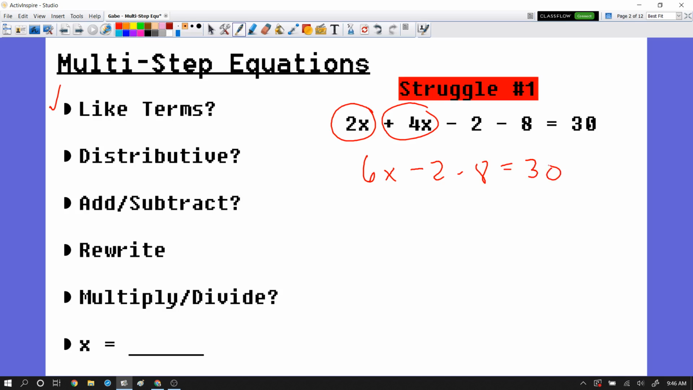Then we still go back to the top. Do you still see like terms? Yes. I see a -2 and a -8. Combining like terms, combining means add. So I'm going to be adding a -2 and a -8, getting a -10. Now it's just down to a simple two-step equation. There's no distributive, but we do have add and subtract.